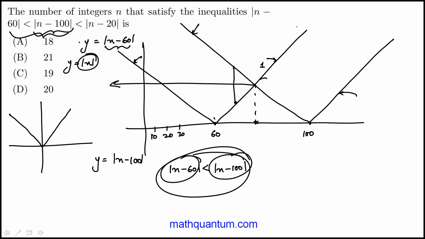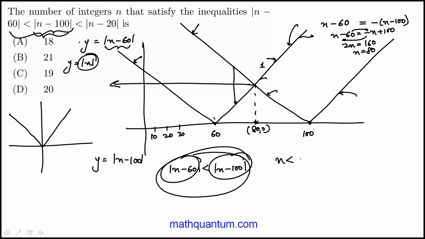Now, where do they intersect? And this is where I think you should know what each of these arms is quickly. This piece is going to be n minus 60, and that is the negative slope part of the n minus 100, so that will be minus of n minus 100. So you just equate them. We're looking for that point of intersection. Minus n plus 100. Move that here, move that there. 2n is 160, so n is 80. So that point is 80 comma 0. So we know that for n less than 80, this portion of the inequality is satisfied.